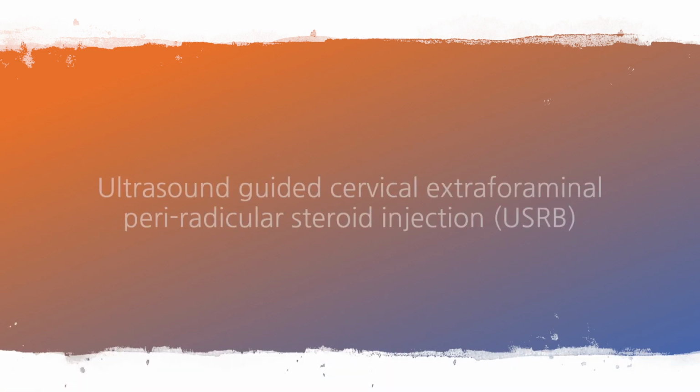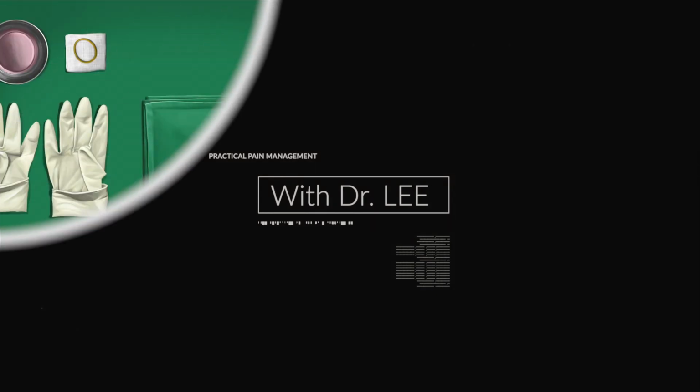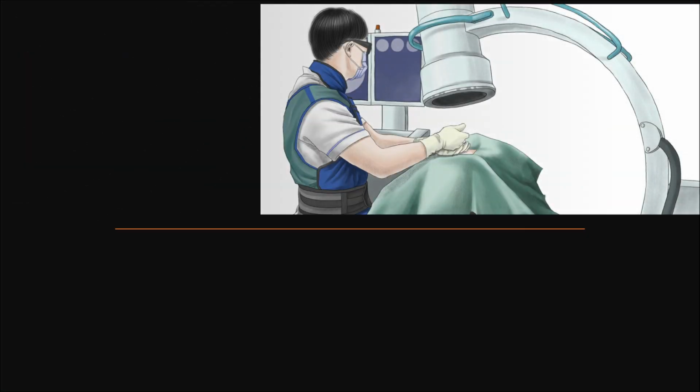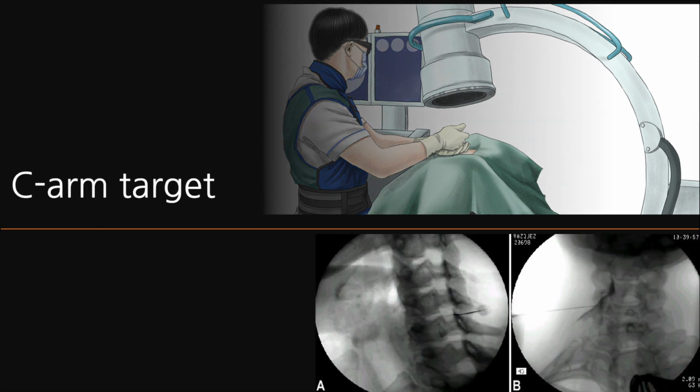In this video clip, I'm going to talk about ultrasound-guided cervical extraforaminal periradicular steroid injection. Please keep in mind, the target of the ultrasound-guided procedure is not the same as the CM-guided procedure. The CM target of transforaminal selective epidural steroid injection is the internal aspect of bony intervertebral foramina and epidural space. It aims to spread the contrast media into the internal intervertebral foramina and epidural space, expecting steroid effect in the same area.